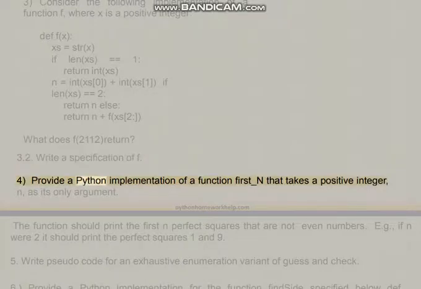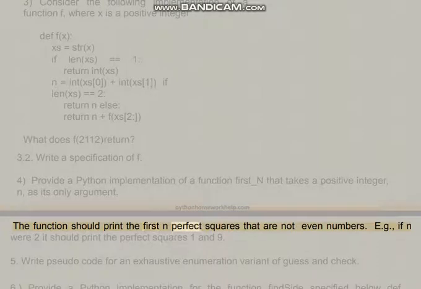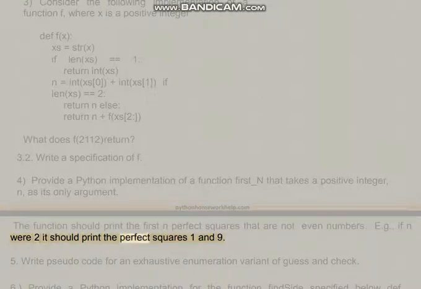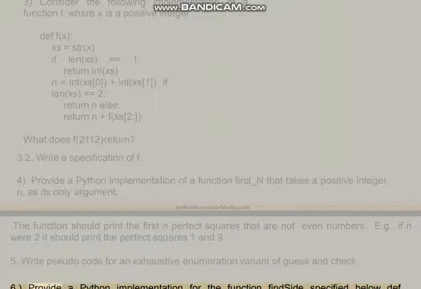4. Provide a Python implementation of a function first_n that takes a positive integer, n, as its only argument. The function should print the first n perfect squares that are not even numbers. E.g., if n were 2, it should print the perfect squares 1 and 9. 5. Write pseudocode for an exhaustive enumeration variant of guess and check. 6. Provide a Python implementation for the function findSide specified below.